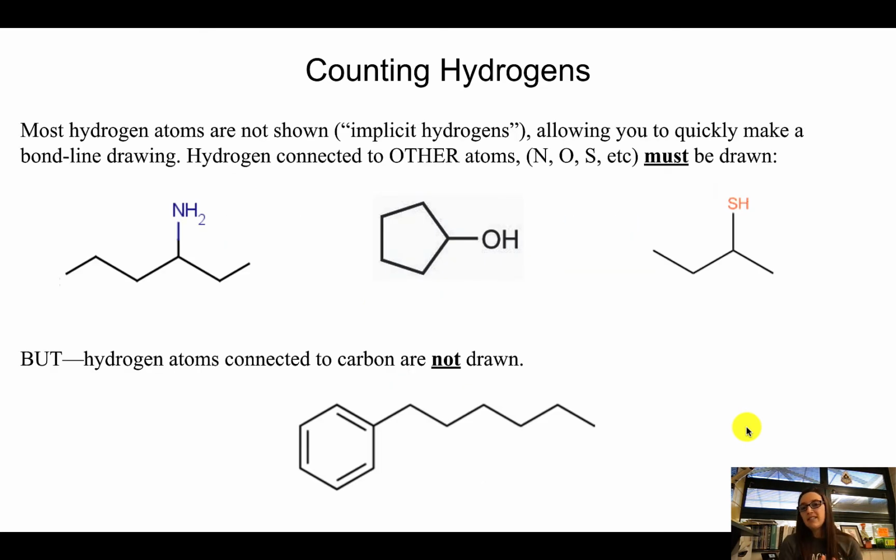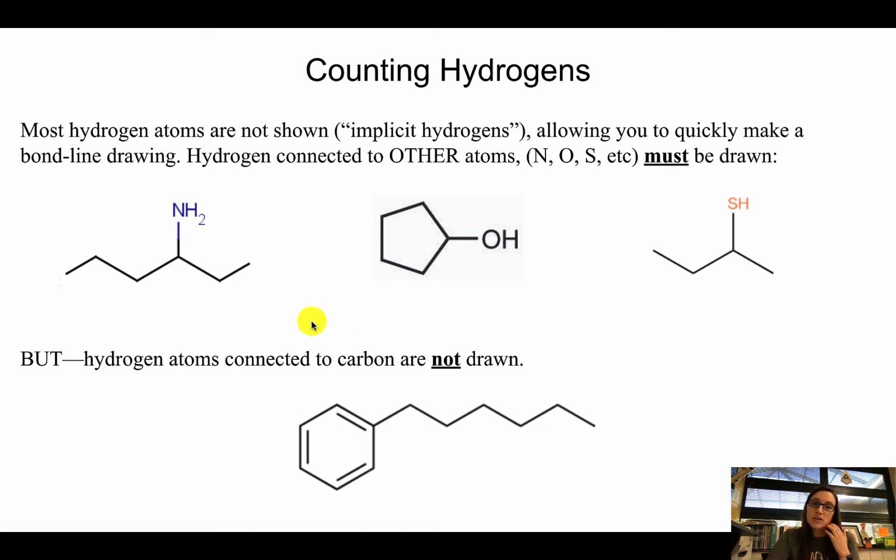So now we're going to look at counting hydrogens. Counting hydrogens is a little bit different than carbon. Most hydrogen atoms are not shown. We call these implicit hydrogens, meaning that we don't see them, but they're there. It allows us to quickly make a bond line drawing. But hydrogen connected to any other atom, N, O, S, must be drawn in the bond line drawing. The only ones we do not draw are the ones that are attached to carbons.